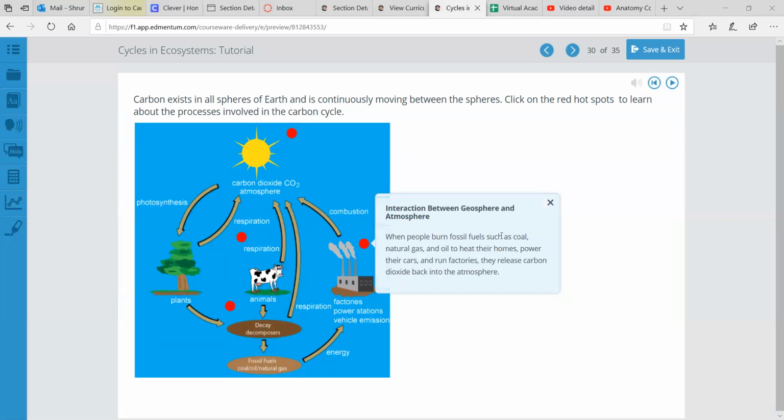And then we have the interaction between geosphere and atmosphere. When people burn fossil fuels such as coal, natural gas, and oil to heat their homes, power our cars, and run factories, they release carbon dioxide back into the atmosphere.